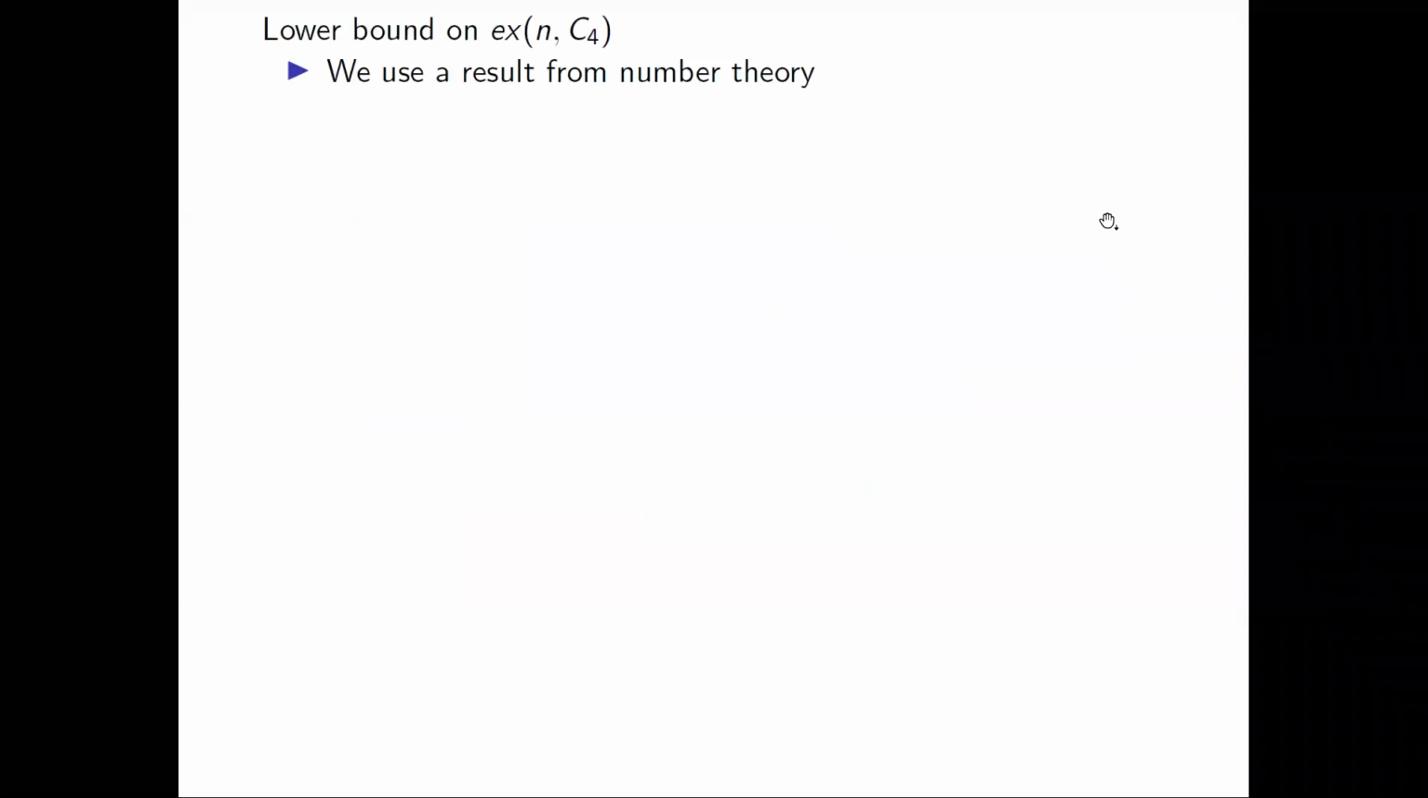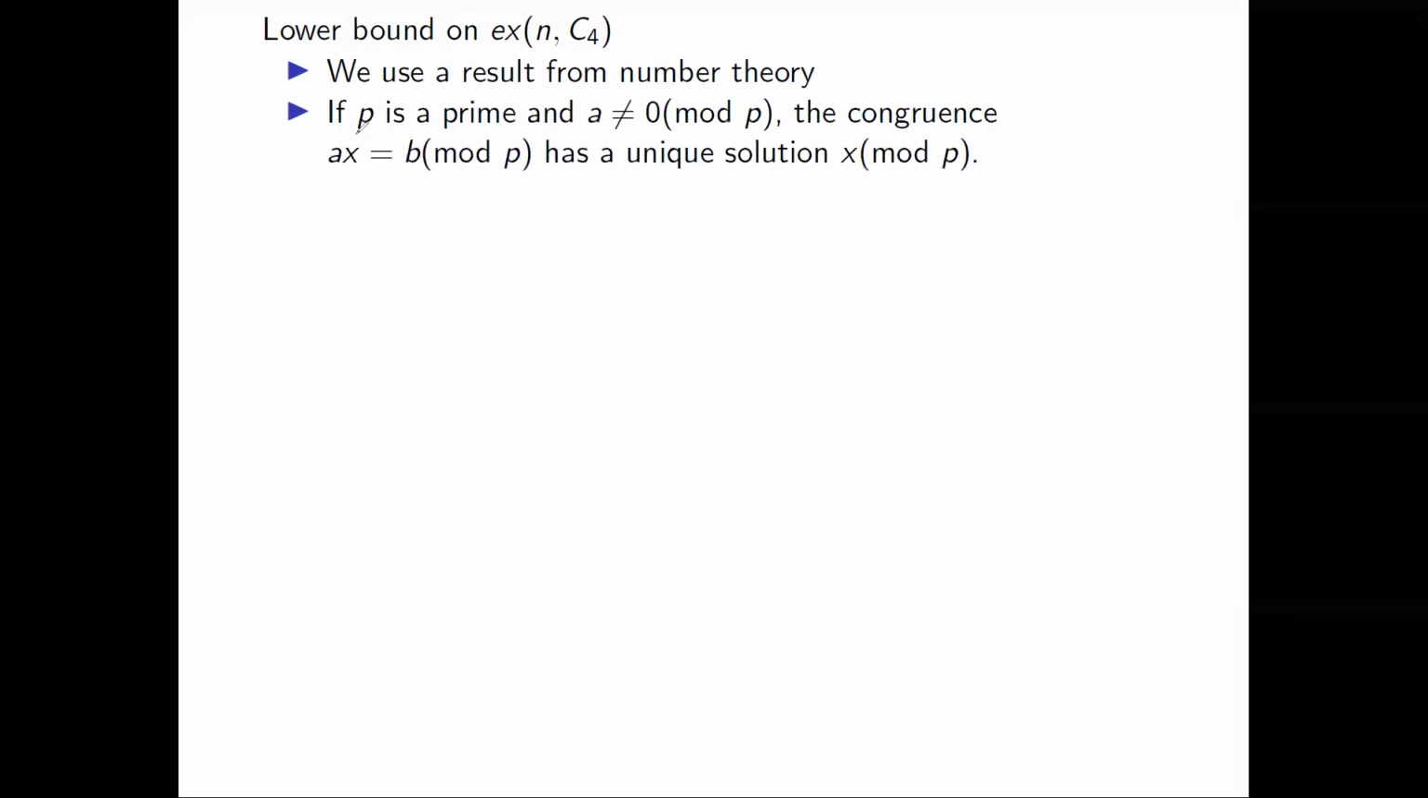And for this lower bound, we're going to use a result from number theory. Suppose that P is a prime number. Just to review what a prime is, we're saying that P is greater than 1, P is an integer, and the only divisors of P are 1 and P. So that's what it means for P to be prime.